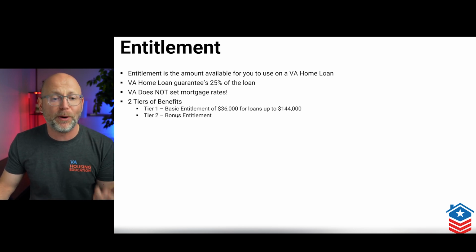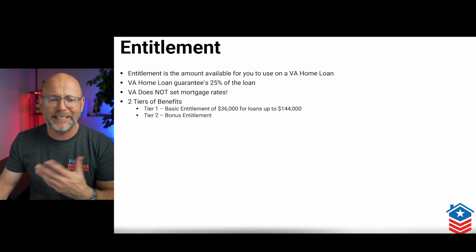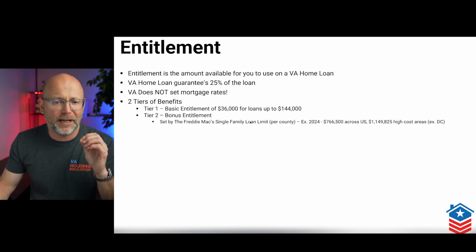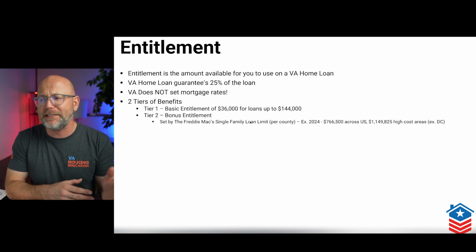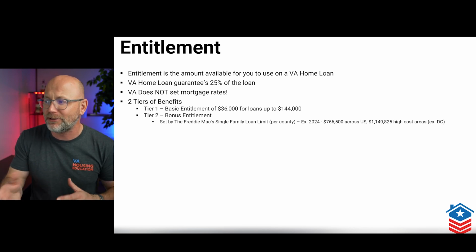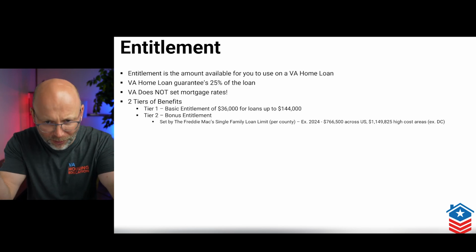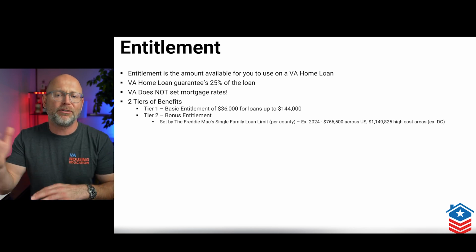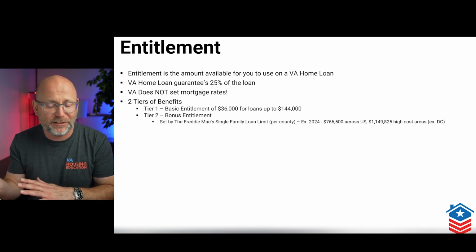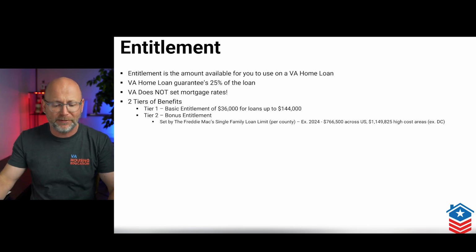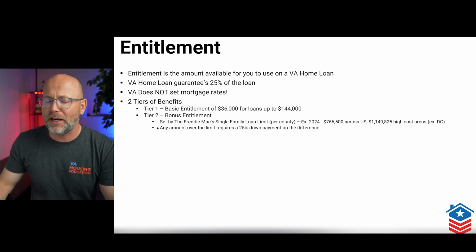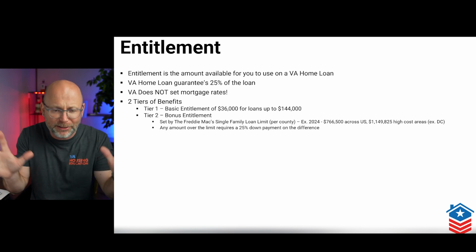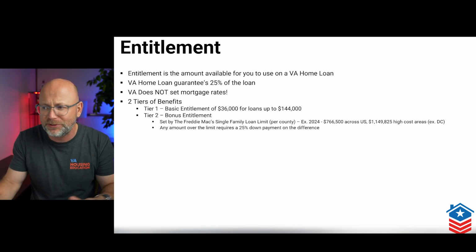Now, your Tier 2 is your bonus entitlement. I'll also be doing a video on the history of the VA loan because things are somewhat complicated for a reason. Your bonus entitlement is based on Freddie Mac's single family loan limit based on the county. So in 2024, in most of the counties, it's $766,500. And then across the U.S. in high-cost areas, it's $1,149,825. Now, any dollar amount over that requires a 25% down payment for the difference. I'm going to cover that in a second because it is somewhat confusing.